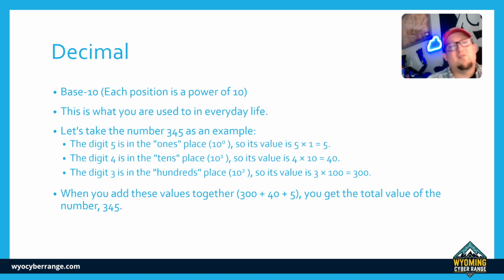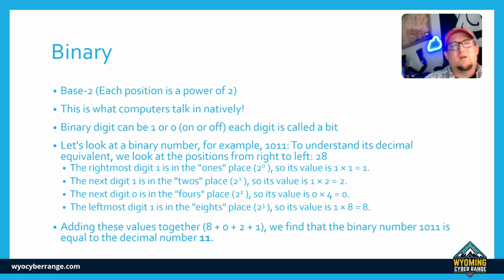Now, we all know how decimal works, but how do computers work? Well, computers work in other forms, actually. And the first one that most people know of is what we call binary. Binary is base 2. So instead of 10, our base is now 2. Now this is how computers talk natively. Think of it like a light switch. It's either on or off. Okay? There's nothing in between. It's just on or off. Now these are what we like to call zeros or ones. 0 for off, 1 for on. And each digit is called a bit.